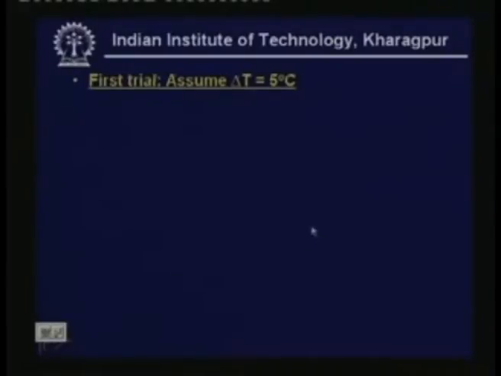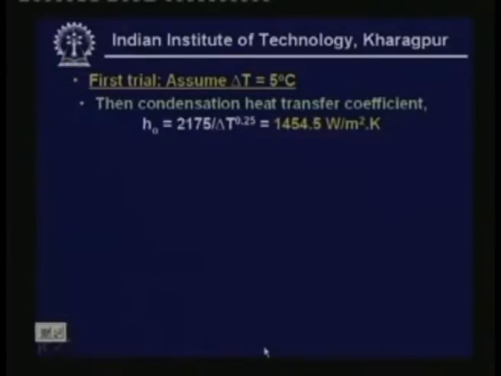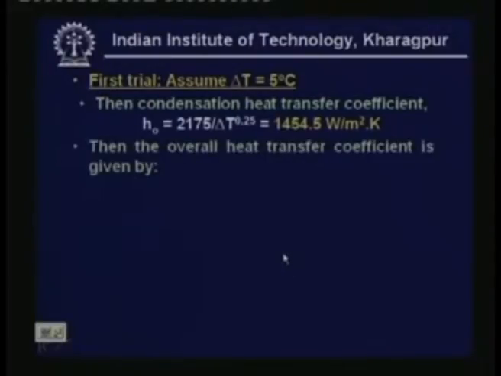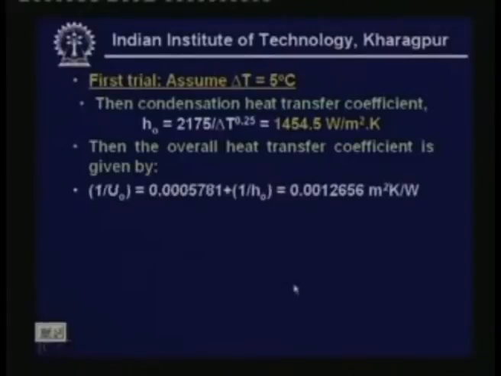So first let us take an initial guess value of 5 degree centigrade. Once you take a guess value of 5 degree centigrade, condensation heat transfer coefficient h naught is equal to 2175 divided by delta T to the power of 0.25. So delta T is 5 degrees. From this we find that heat transfer coefficient is 1454.5 watt per meter square Kelvin on the refrigerant side. Once you know this, you can substitute this in the expression for overall heat transfer coefficient, and you find that 1 by U naught is equal to 0.0012656 meter square Kelvin per watt. That means the overall heat transfer coefficient U naught is equal to 790.2 watt per meter square Kelvin.